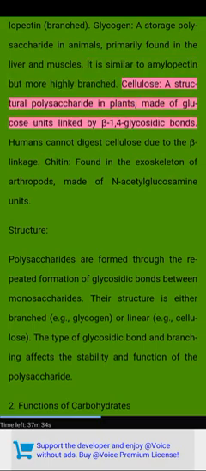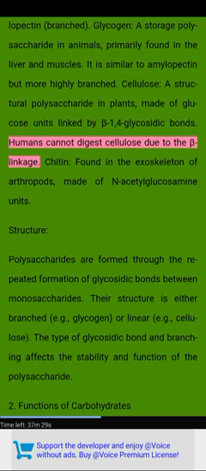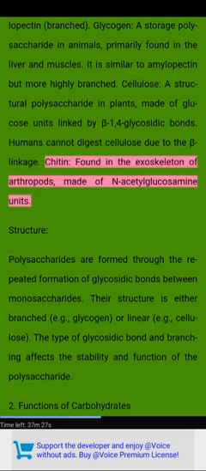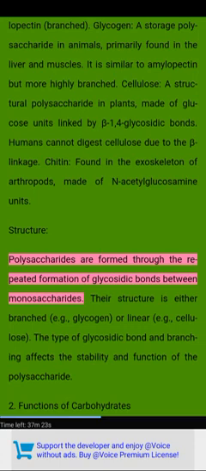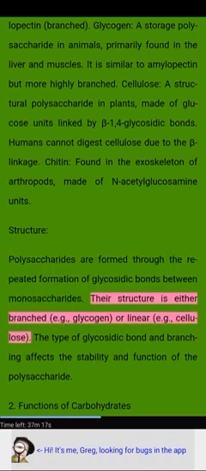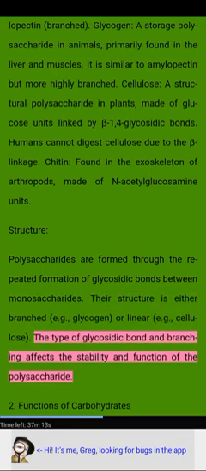Cellulose, a structural polysaccharide in plants, made of glucose units linked by beta-1,4 glycosidic bonds. Humans cannot digest cellulose due to the beta linkage. Chitin, found in the exoskeleton of arthropods, made of N-acetylglucosamine units. Structure. Polysaccharides are formed through the repeated formation of glycosidic bonds between monosaccharides. Their structure is either branched, e.g., glycogen, or linear, e.g., cellulose. The type of glycosidic bond and branching affects the stability and function of the polysaccharide.